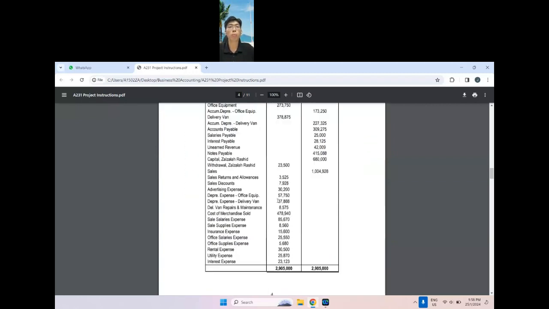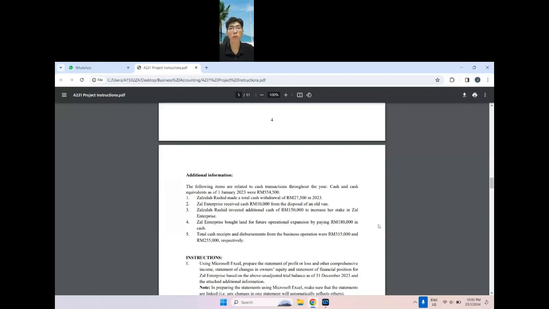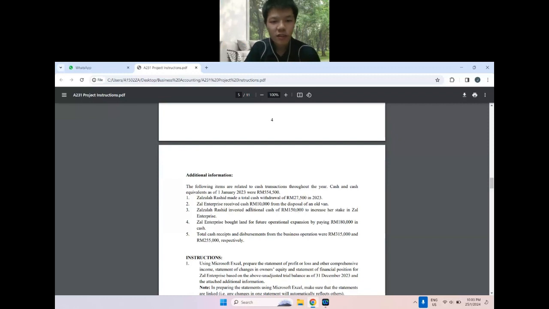The instruction given is that we have to prepare the statement of profit or loss and other comprehensive income, statement of changes in owner's equity, and statement of financial position for Zal Enterprise based on the above unadjusted trial balance as at 31 December 2023 and the attached additional information. In Part A, there is some additional information provided, and the most important is that cash and cash equivalents on 1st January 2023 were 554,500.